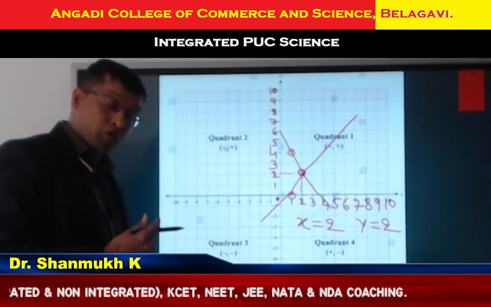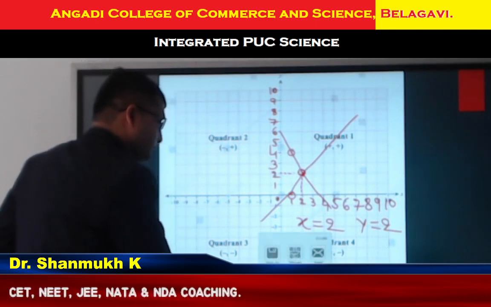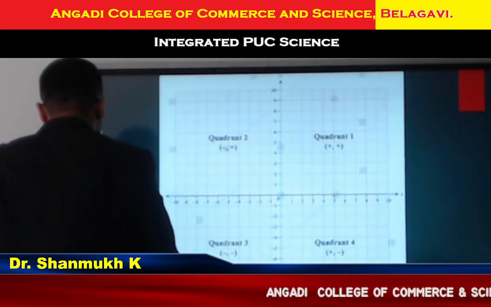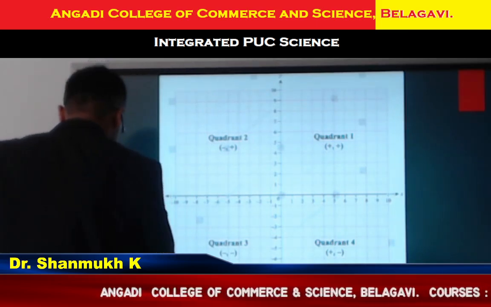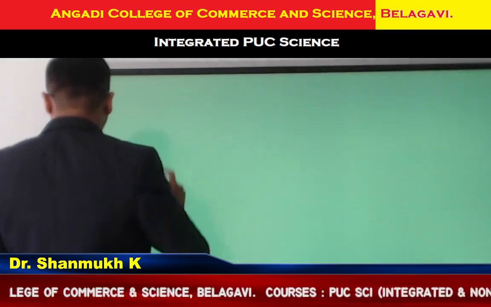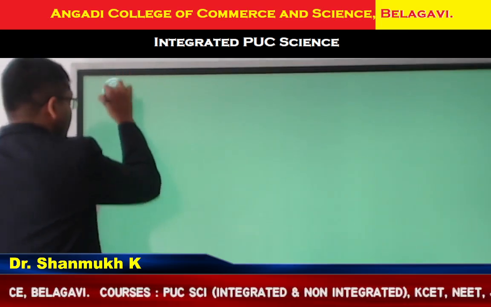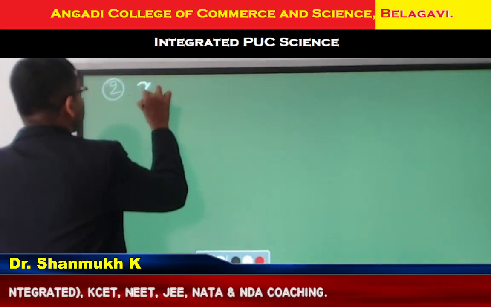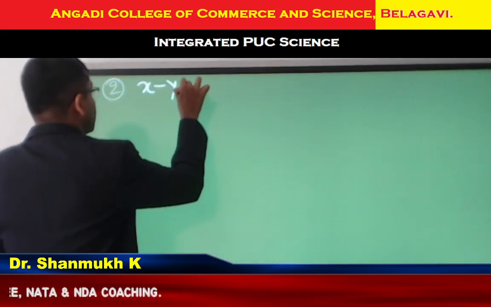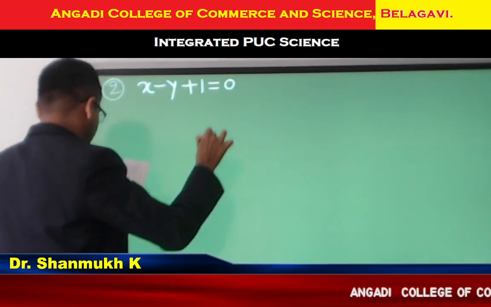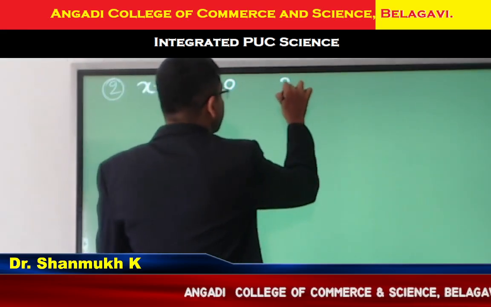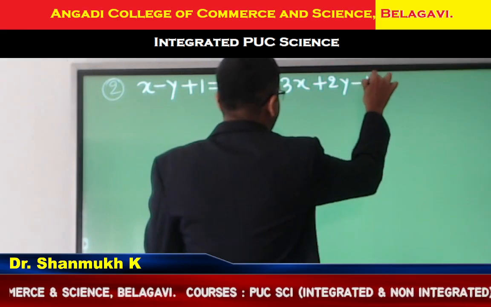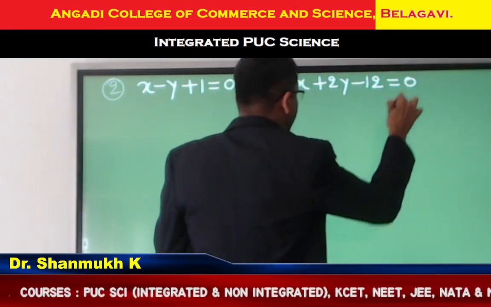We'll move to one more example based on this concept. So let us begin with our second example. Example number 2: x minus y plus 1 equal to 0, and 3x plus 2y minus 12 equal to 0. Like this.